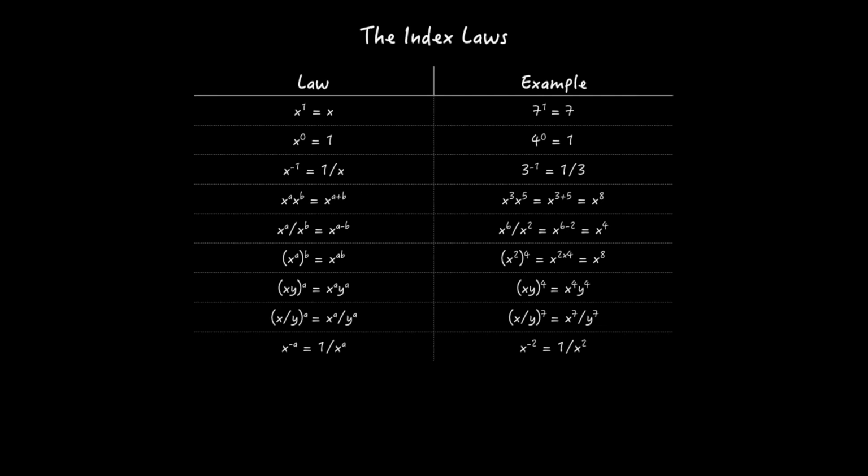The next law is x divided by y, the whole to the power of a equals x to the power of a divided by y to the power of a. An example of this is x divided by y, the whole to the power of 7 equals x to the power of 7 divided by y to the power of 7.